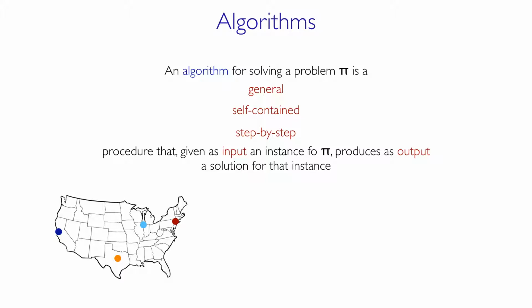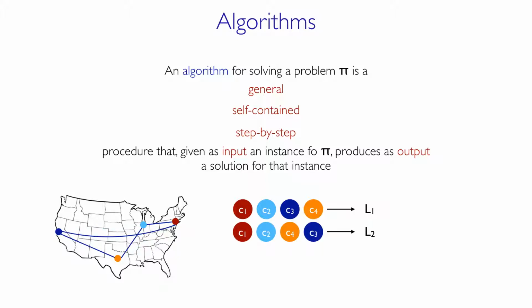For instance, consider the instance in the picture, where colored dots are the cities and the distances are the real geographical distances. The naive algorithm would enumerate all tours. Say the first one is C1, C2, C3, and C4 with total length L1. Then C1, C2, C4, C3 with length L2, going on to C1, C4, C2, C3 with length L3.